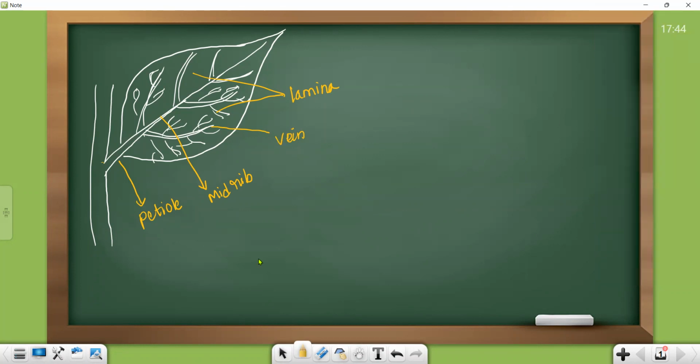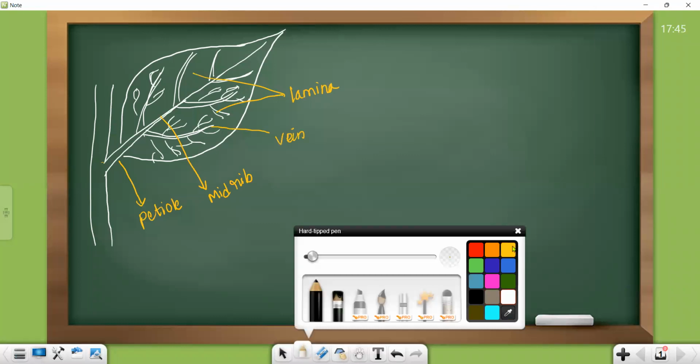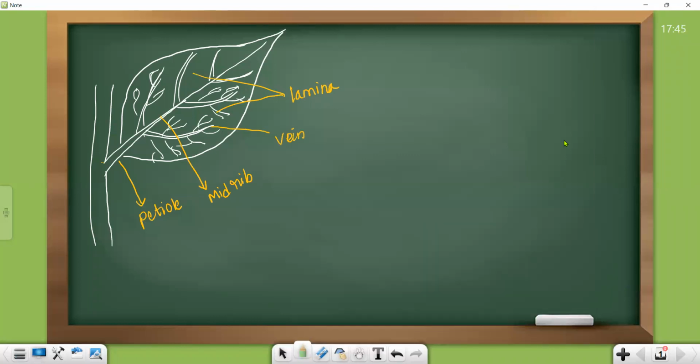Now we will see a few points about leaves. So what is a leaf? A leaf is a thin, broad, green part arising from the stem.